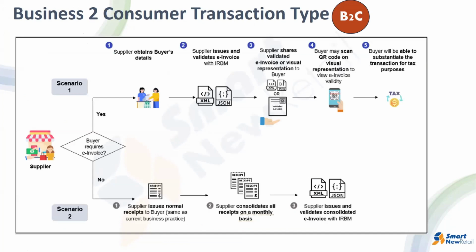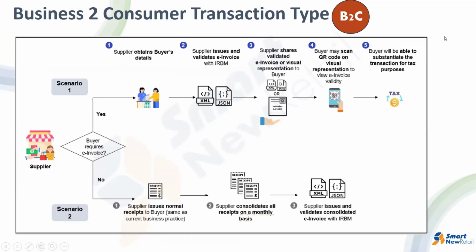So now is for B2C, business to consumer transaction type. For the first scenario, supplier obtains the buyer's details. Supplier will issue and validate the e-invoice with IRBM. After that, supplier will share the validated e-invoice to buyer. Buyer may scan the QR code to view the e-invoice validity. Then buyer will be able to substantiate the transaction for tax purposes.